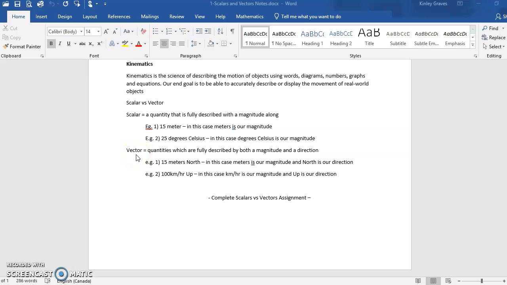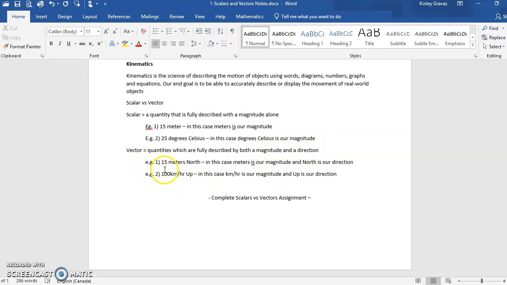In comparison to that, we have a vector, which is quantities which are fully described by both a magnitude, so again, that unit, and a direction. So this is really important. Anytime you're talking about a vector, you're also talking about a direction. So that's how you know the difference between a vector and a scalar. Scalar, you have magnitude alone. That's supposed to say not alone, see, I'll make a change there for you. Described with a magnitude alone. And then vectors are described with magnitude and a direction.